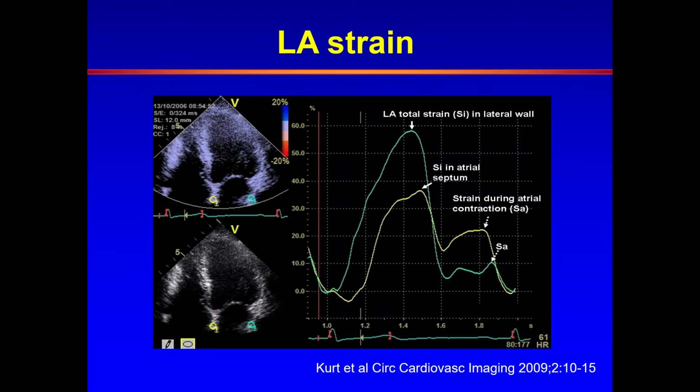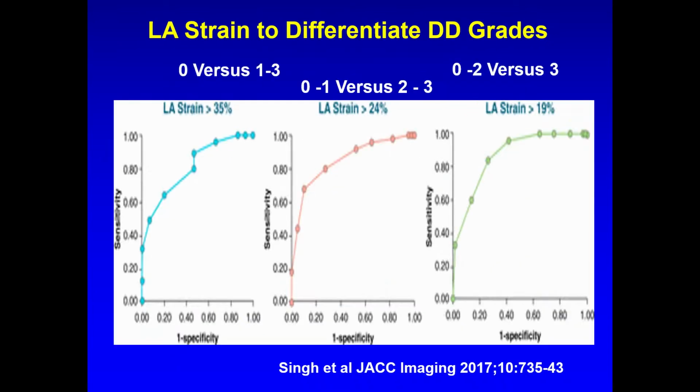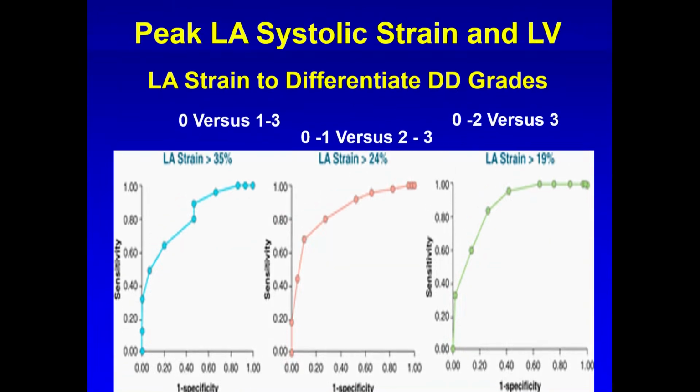So we have the reservoir strain at the end systole. Then we have the atrial contractile or pump strain at end diastole. The difference between them is the conduit strain. And what happens is, with diastolic dysfunction, we said the volumes go up, but the strain goes in the opposite direction. It becomes reduced. The lowest LA reservoir strain occurs in patients with grade 3 diastolic dysfunction, as you see on that slide.